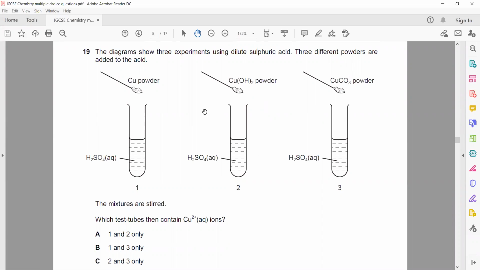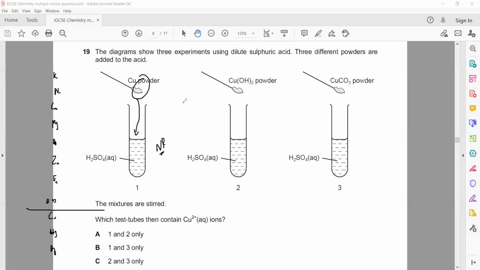So as you learned in the reaction of acids, the reactivity series, you have potassium, sodium, calcium, magnesium, aluminium, zinc, iron, lead, copper, mercury, silver, gold, platinum. So below lead, they cannot react with dilute acid. So if I add copper metal to this sulfuric acid, there is no reaction.